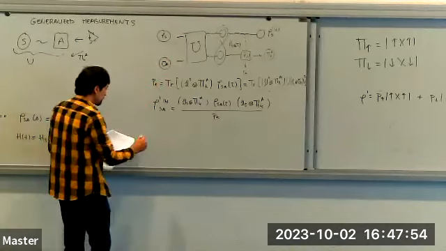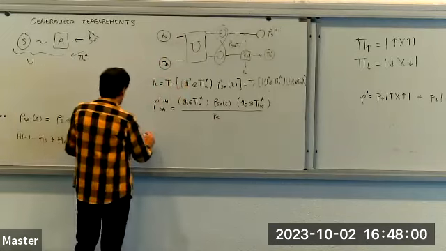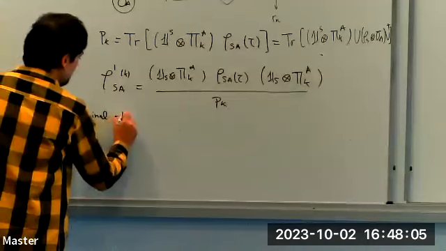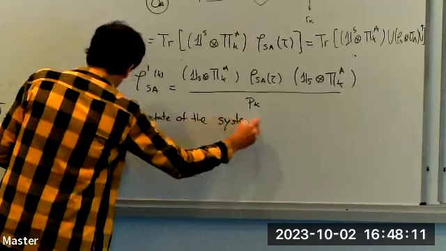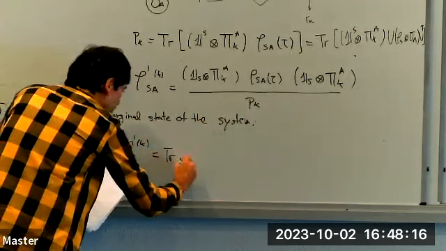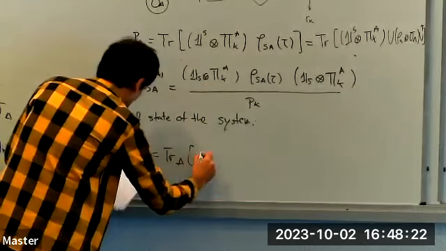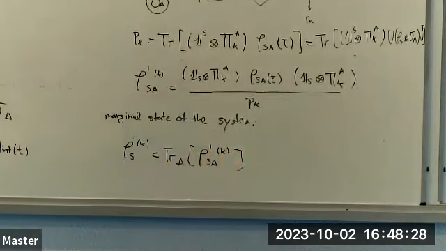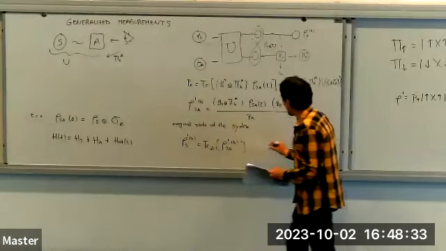So in order to obtain this, we need to trace out the apparatus degrees of freedom. This is done by, so those are called the marginal states. Marginal state of the system. So this will be this guy here, the partial trace over the apparatus degrees of freedom of this guy here. And of course, as before, we can also calculate this.